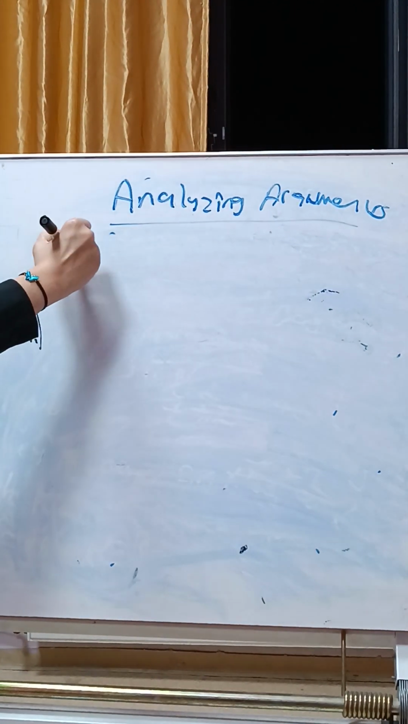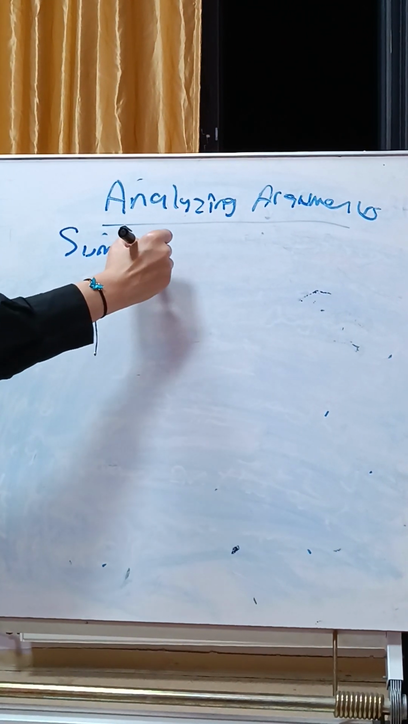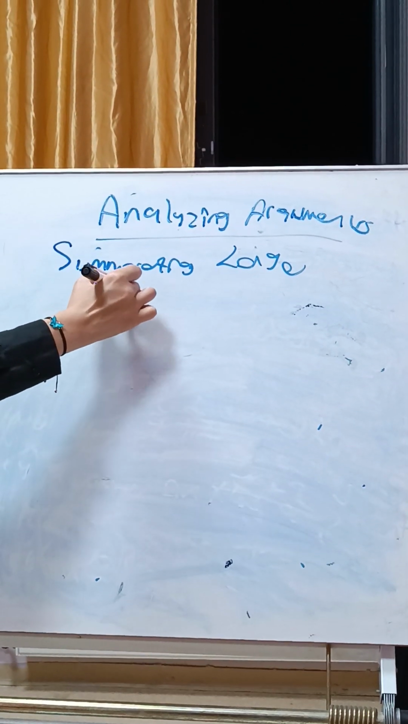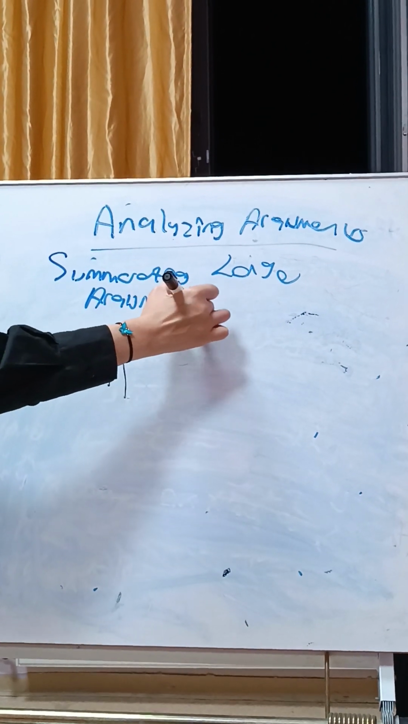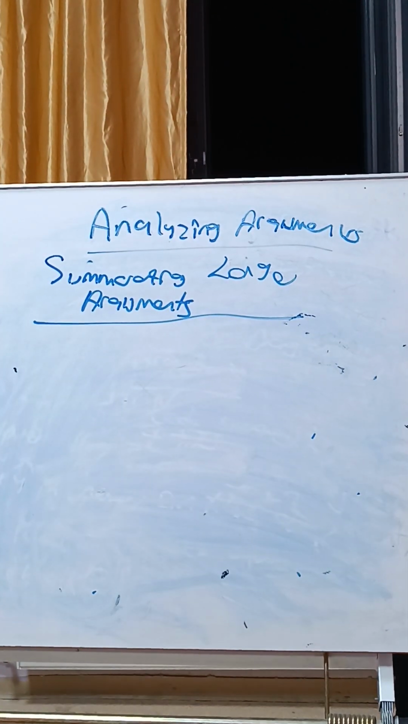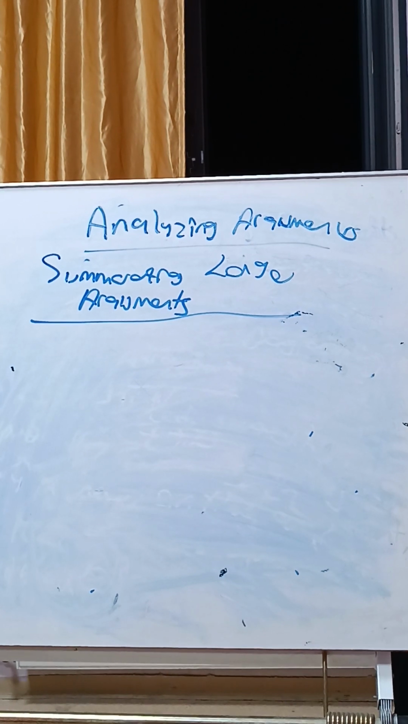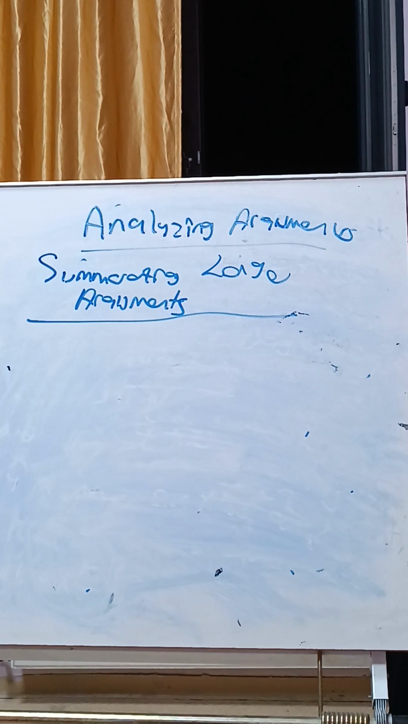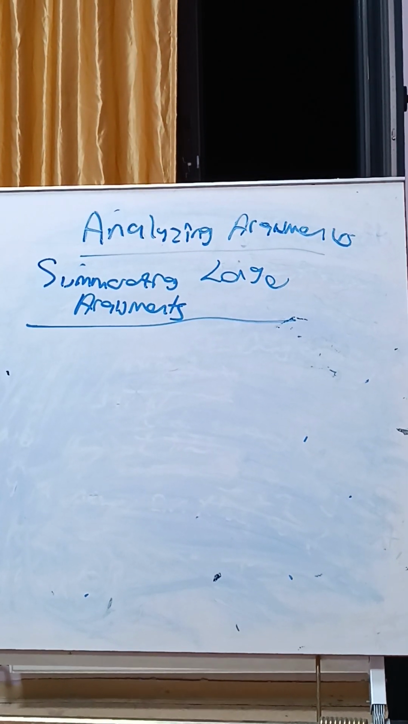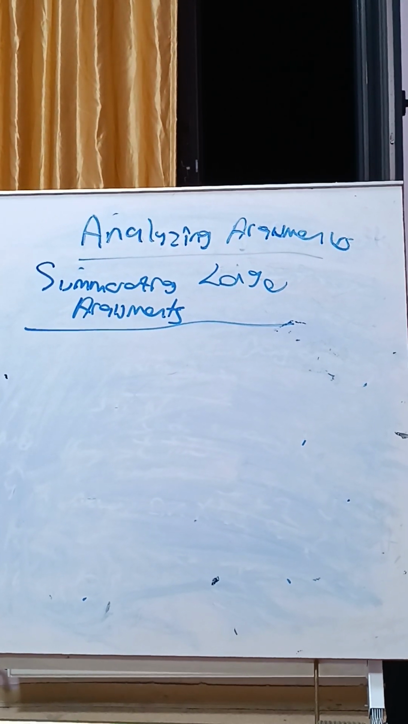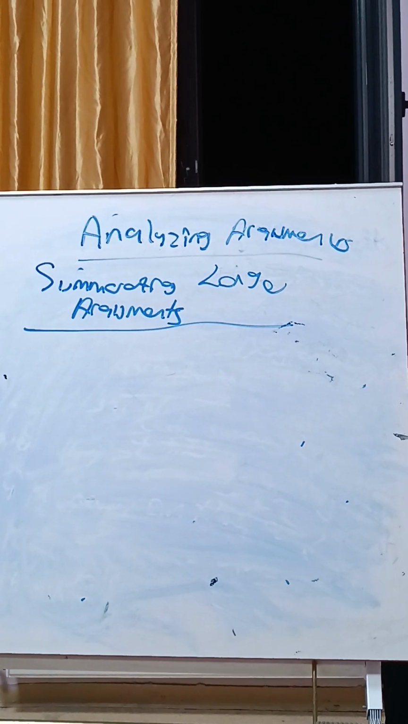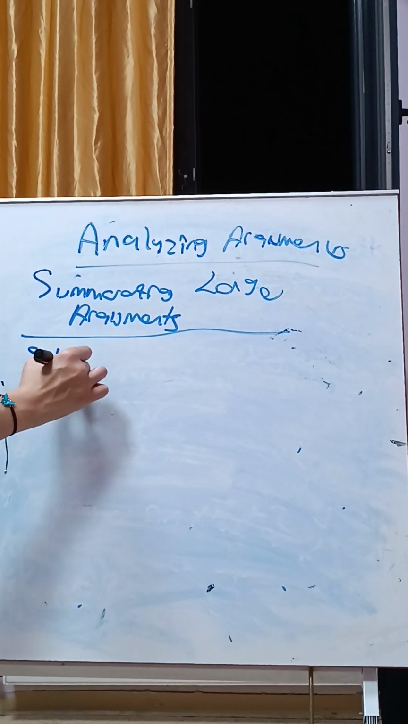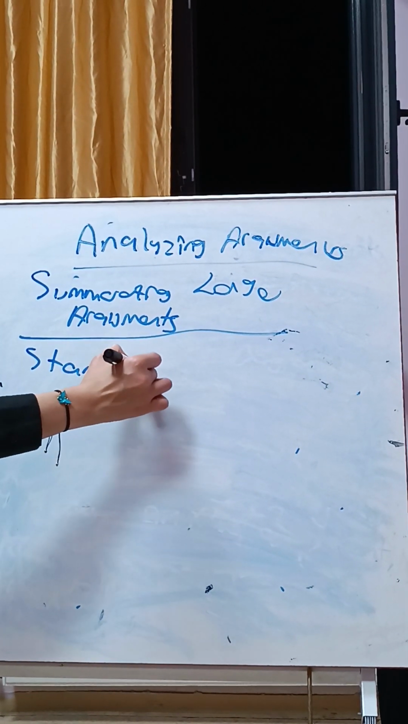Now let's look at summarizing longer arguments. The goal of an argument summary is to provide a synopsis of the argument that accurately restates the main points in the summarizer's own words. We introduce a method for summarizing longer arguments called standardization.